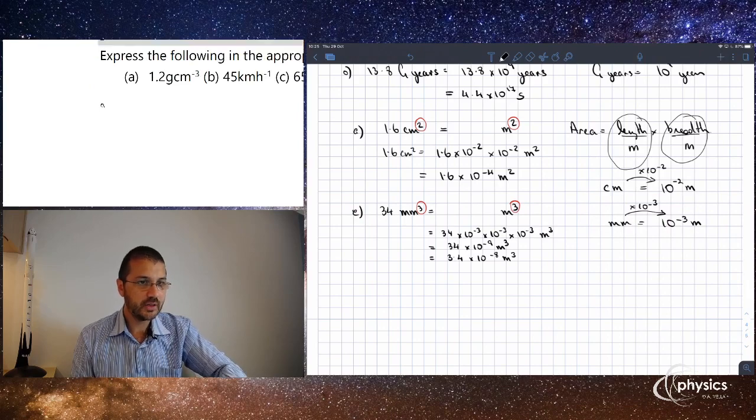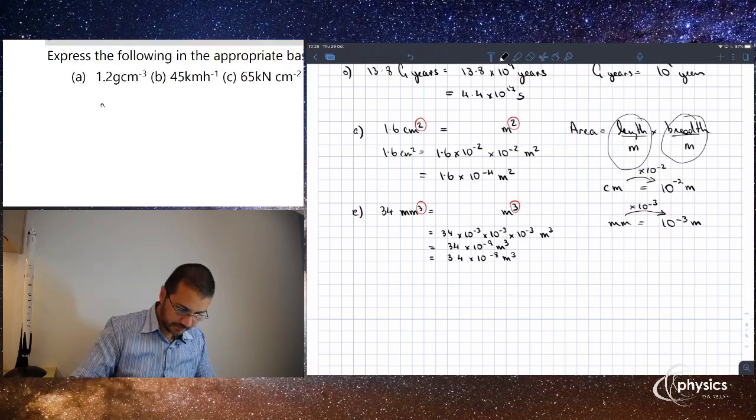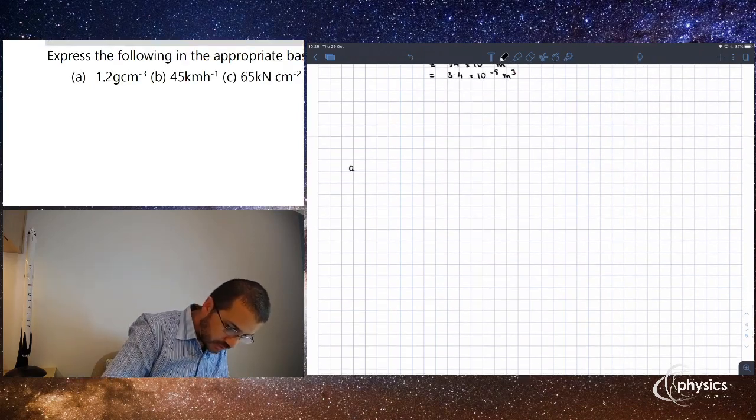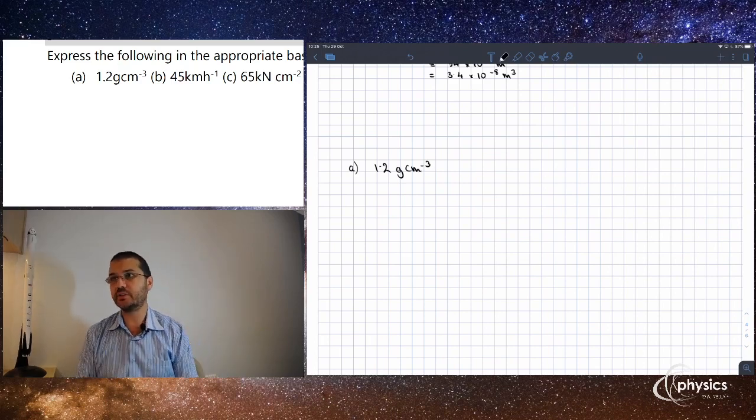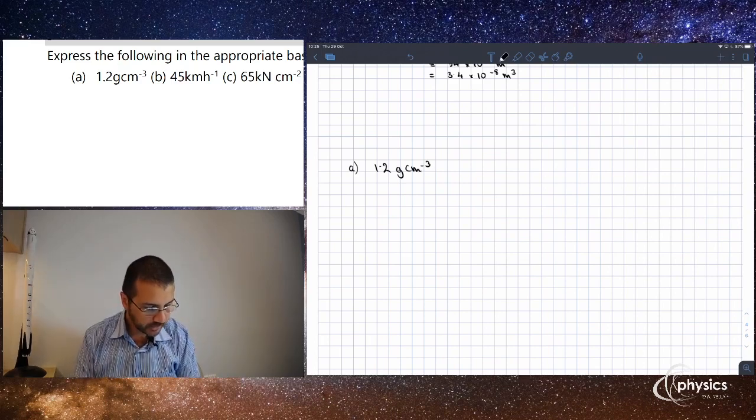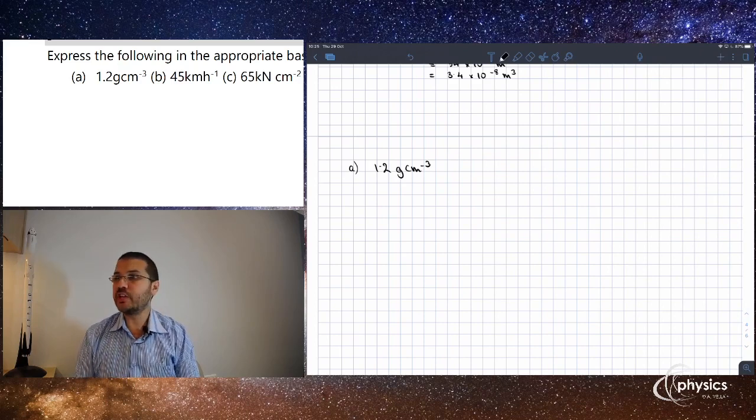Okay, let's take the first one, for example. So we have 1.2 grams per centimeter cubed. Alright, centimeter to the minus 3. Now, if we want to change this into the SI unit of density, do you know what is the SI unit of density?